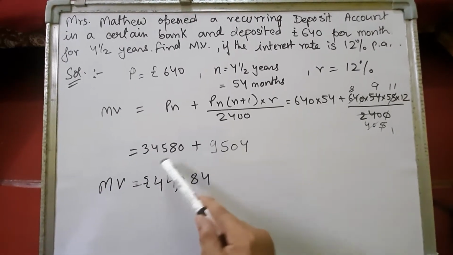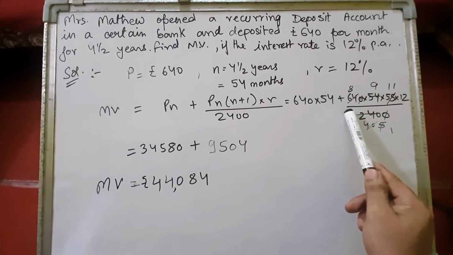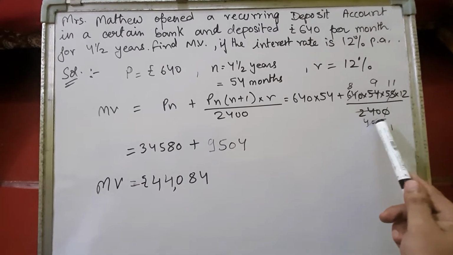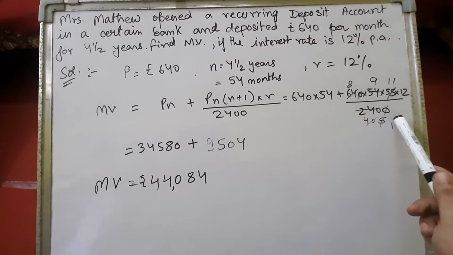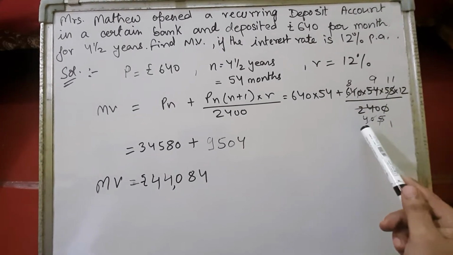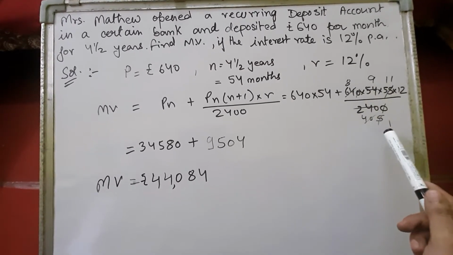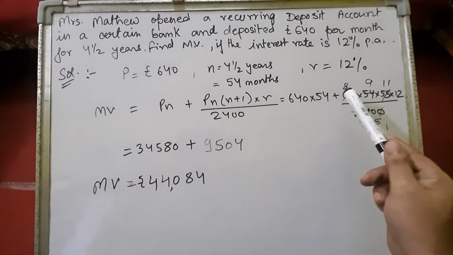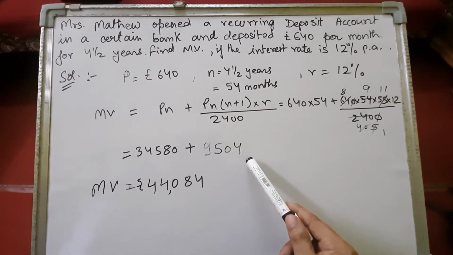640 into 54 is 34560. And when we substitute these values in the interest formula, 640 into 54 into 55 into 12 upon 2400. So from here we can see that this and this will get cancelled. Okay. Then 6 nines are 54 and 6 fours are 24. 40 will come here. 8 eights are 64 and 8 fives are 40. 5 ones are 5 and 5 elevens are 55. So what we'll get? 8 into 9 into 11 into 12. So the product will be 9504.